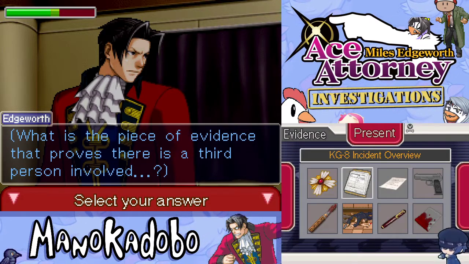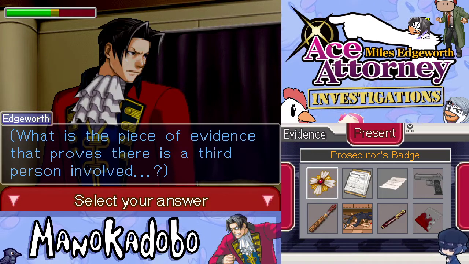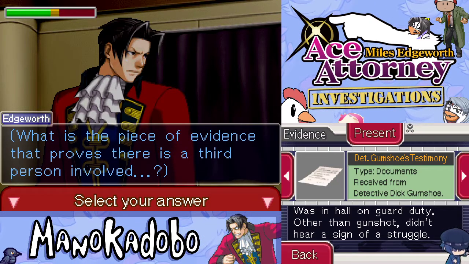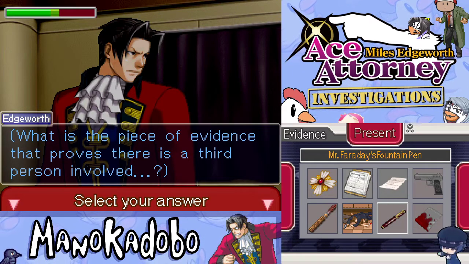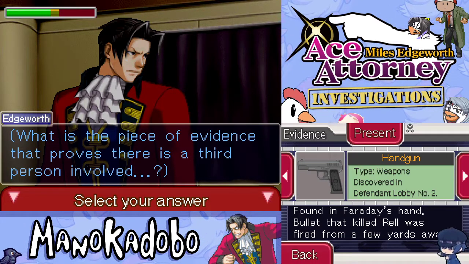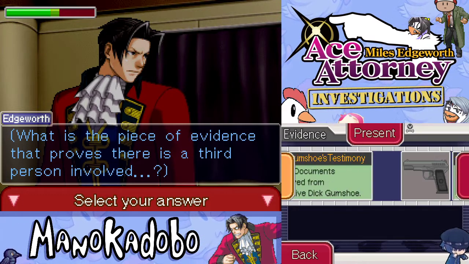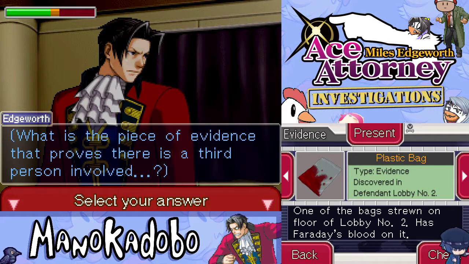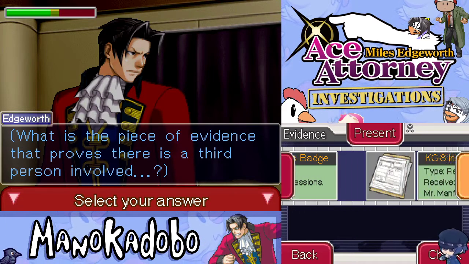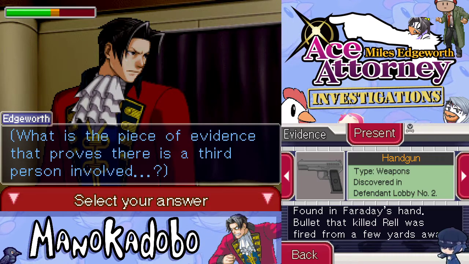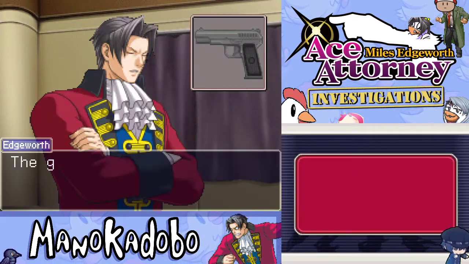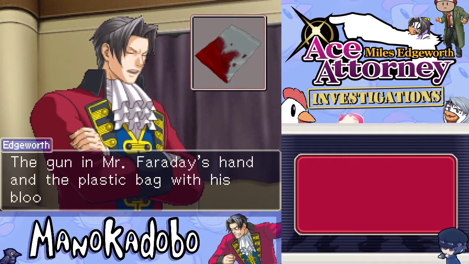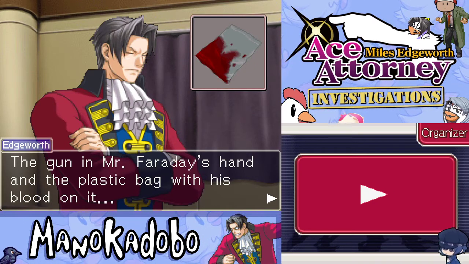Knife. Incident. Definitely not it there. Gumshoe's testimony. Other than the gunshot, didn't hear a sign of a struggle. I want to see something that's just proof, you know? Just proof there's another person. The fact that it was the wrong hand is basically our idea. There's a bag here. I don't think that's it. I guess the gun? We're saying it's in the wrong hand? It was the gun. See, I'm having the issue that multiple pieces of evidence can all say the same thing.